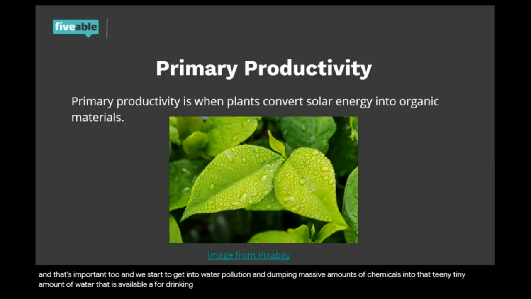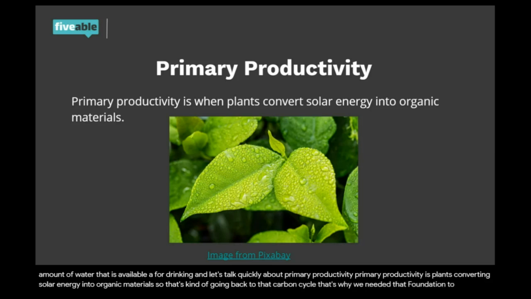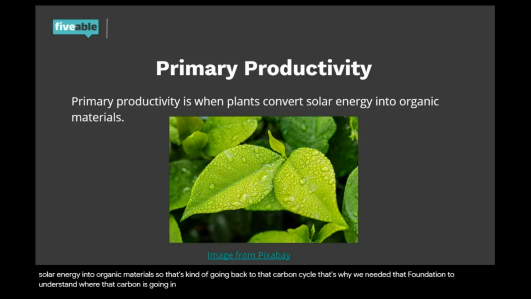All right, and let's talk quickly about primary productivity. Primary productivity is plants converting solar energy into organic materials. So that's kind of going back to that carbon cycle. That's why we needed that foundation to understand where that carbon is going and why that is important.